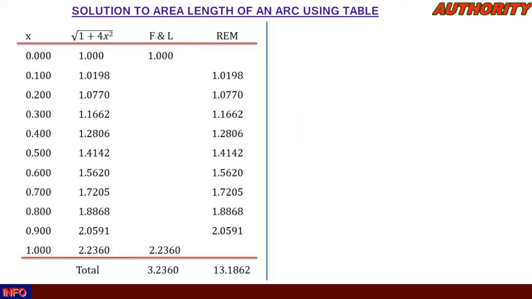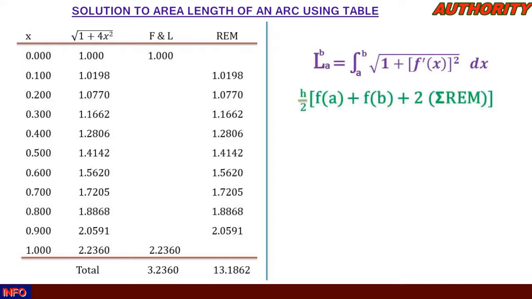Good. Here we're going to say that the length of an arc, which gives us the integral from a to b of square root of 1 plus f prime of x squared dx, is the same as saying h all over 2 open bracket f of a plus f of b plus 2 open bracket summation of the remainders close bracket. Okay, now let's fix in the values that we obtained. First of all, we have the integral from 0 to 1 of square root of 1 plus 4x squared dx. Now the value of this is what we are actually solving for.